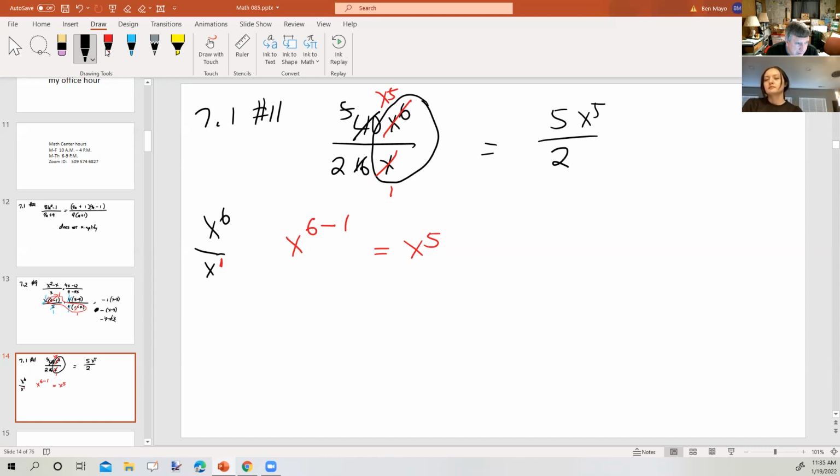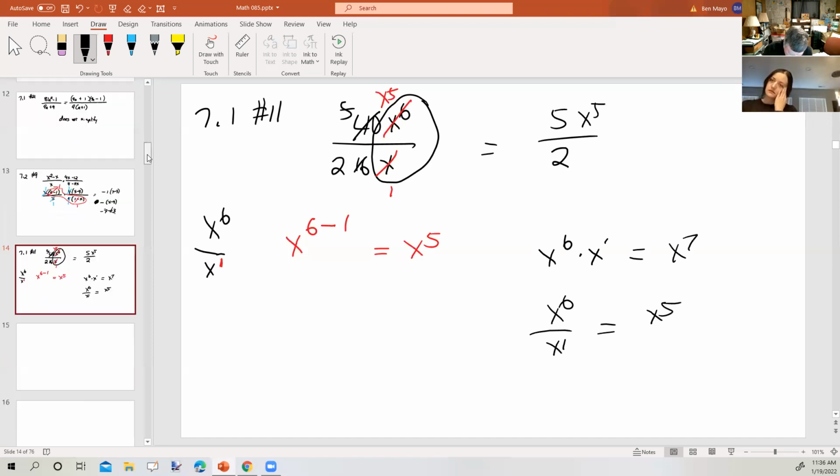Okay. And it looks like what the student did was they added the exponents. If we have this situation where we're multiplying two powers with the same base, that's where we add the exponents. But when we're dividing two powers, we subtract the exponents. All righty. Any questions on that?